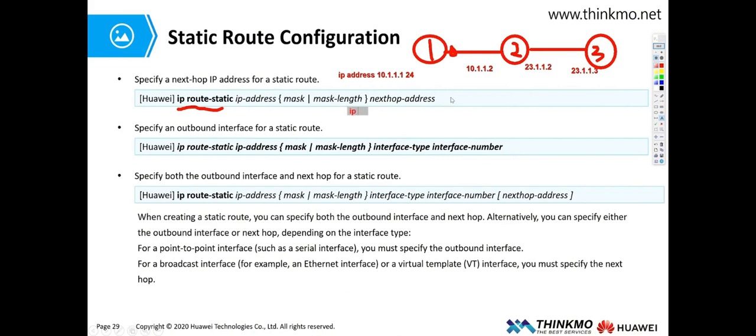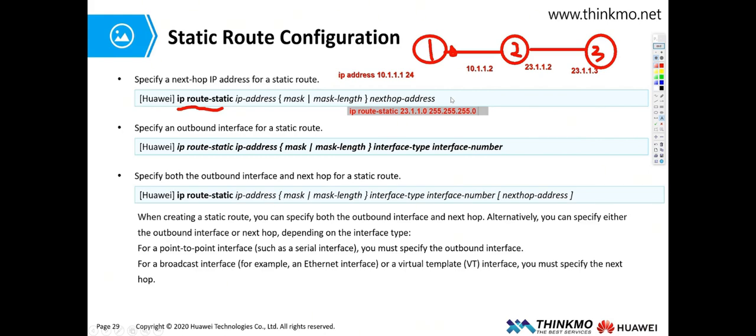Here, we need to input ip route-static, which is its format. After that, I need to follow up with the IP. The IP value is the destination network segment you want to go to, which is 23.0.0.0, and it also needs to be configured with a mask. Here, for the mask, we can write 255.255.255.0 and then follow it with our next hop.